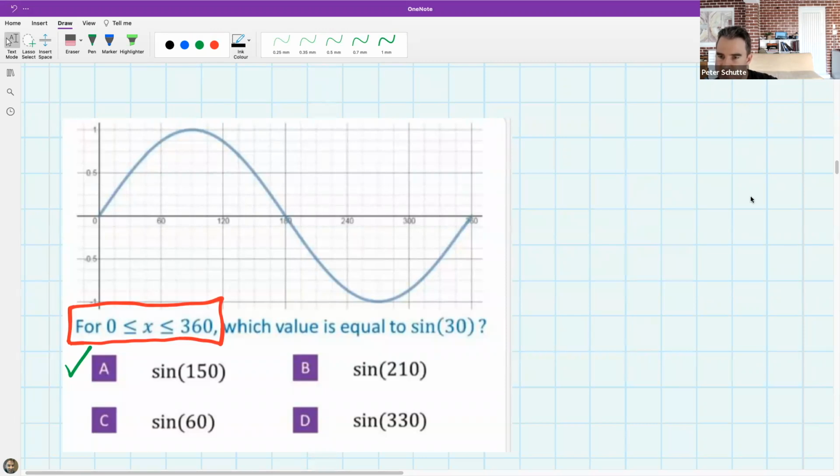Let's just have a look at the chat. So do we think the answer is A? Or do we think, what's the other answer? The answer was also sine of 330.